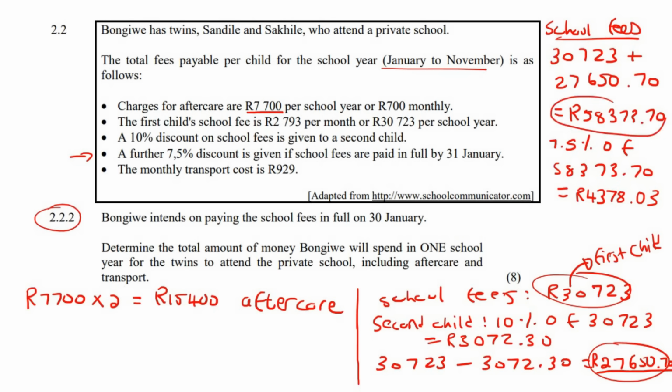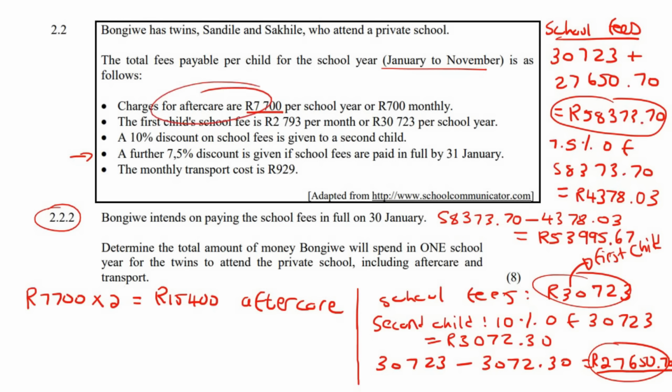Well, it's going to be this amount minus the discount. And so that's going to be 58,373.70 minus 4,378.03. Okay, so the school fees for the 2 kids will be 53,995.67. So you see that the aftercare and the transport does not get any discounts, okay? It's only the school fees that are getting a discount. So you've got to be careful with that.